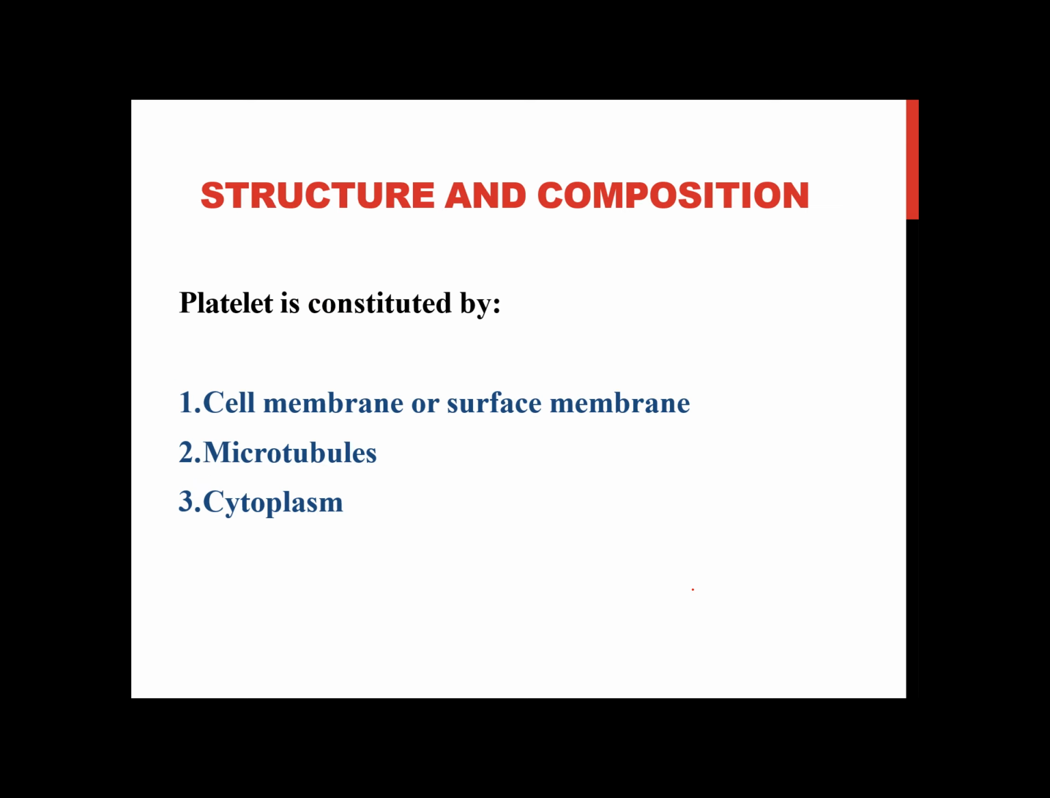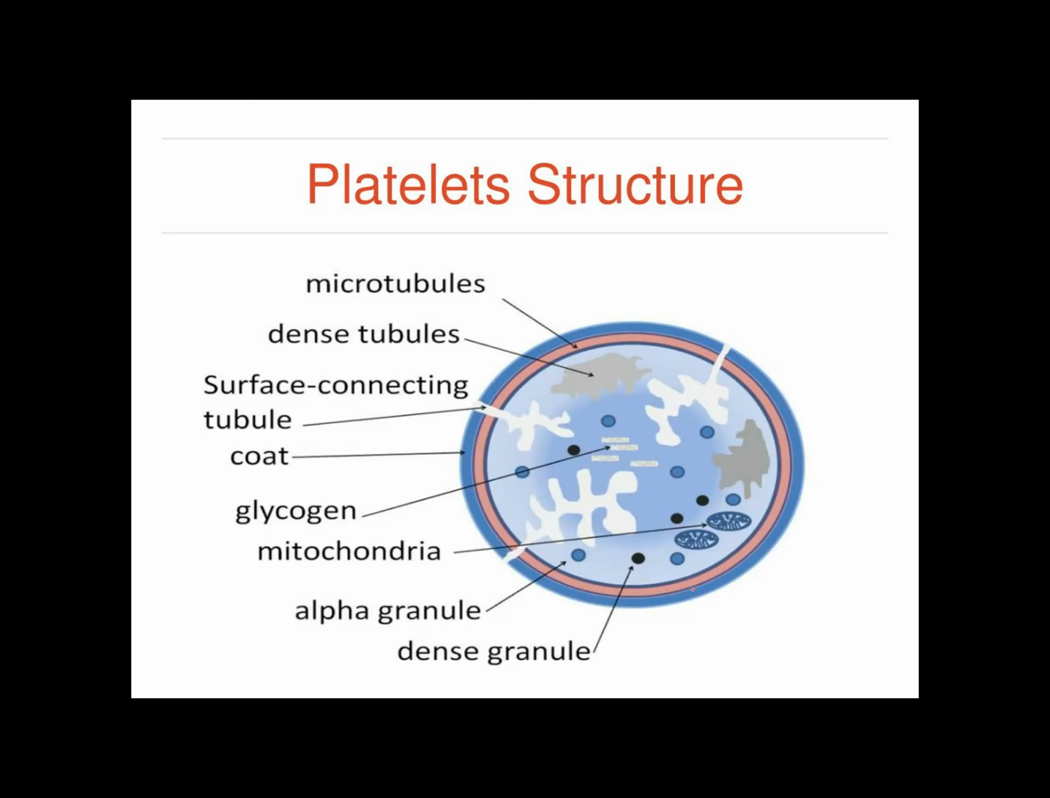Now, the platelet is constituted by a cell membrane or a surface membrane, a microtubule, and a cytoplasm. So, the platelet is made up of three parts: cell membrane or surface membrane, microtubules, and its cytoplasm. So, this is the platelet structure, class. So, the second layer here, itong red na to, this is the microtubules. Inside the microtubules, you would find the cytoplasm.